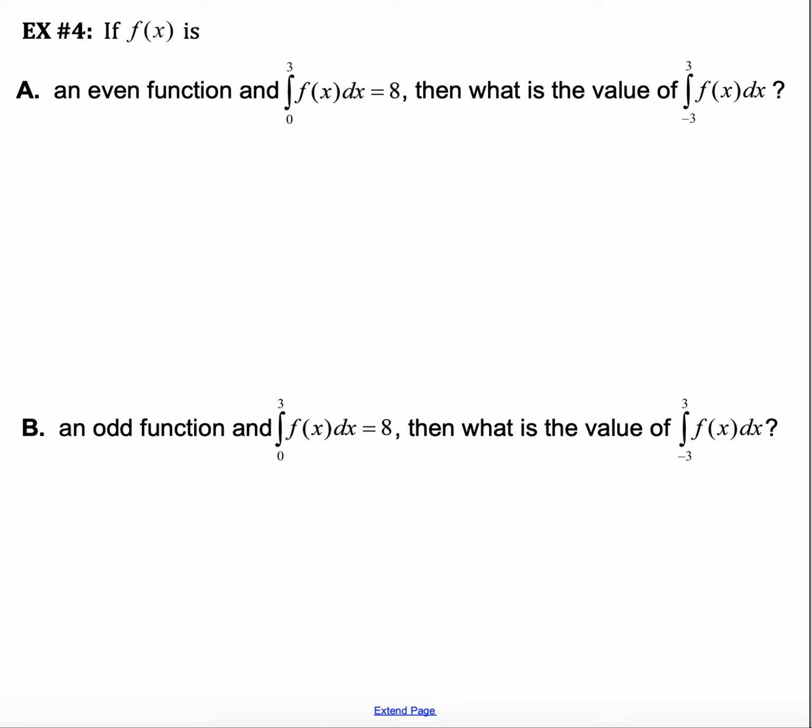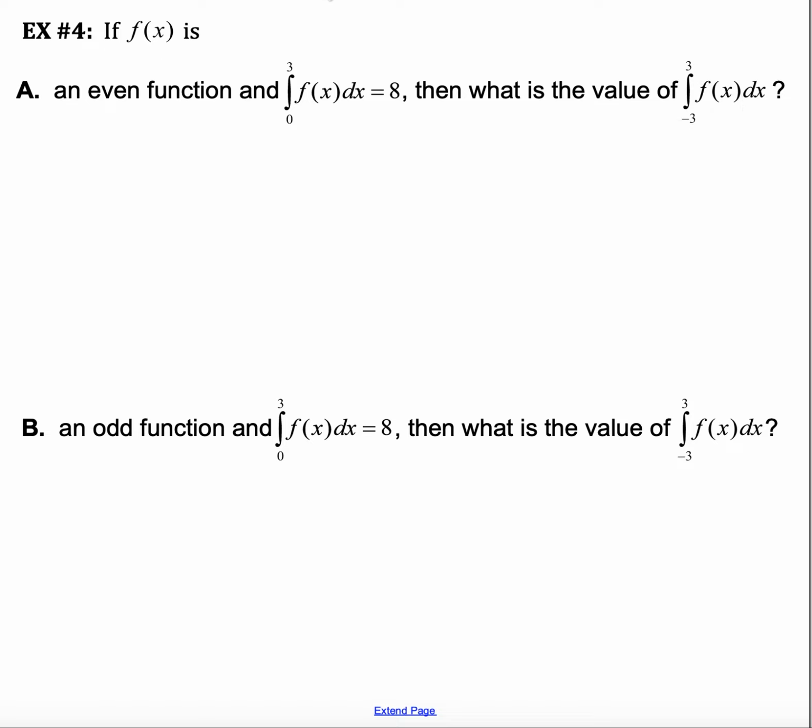All right, let's go ahead and look at example 4. We're going to look at more properties of integration. Consider an even function, f of x dx. You're integrating from 0 to 3, and they're telling you that's equal to 8. And they want you to find what is the integral from -3 to 3 of f of x dx.